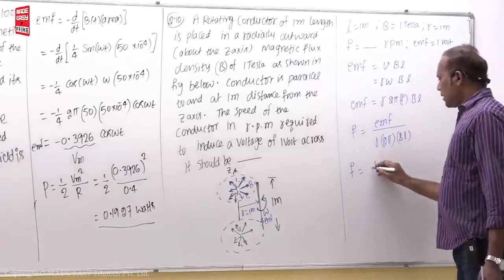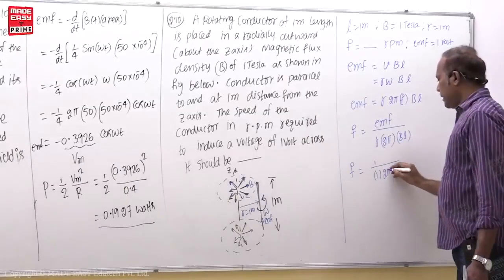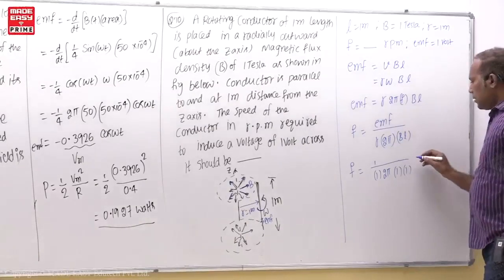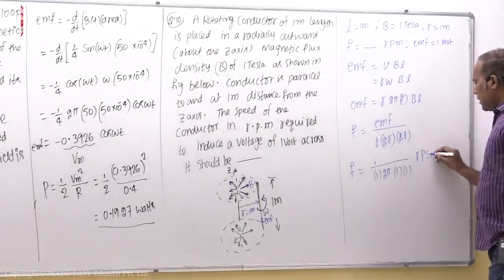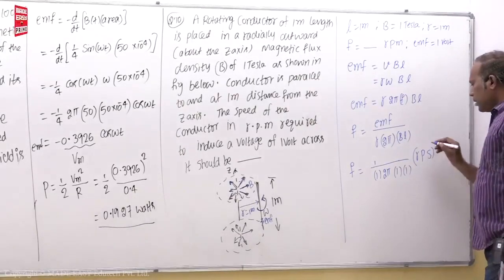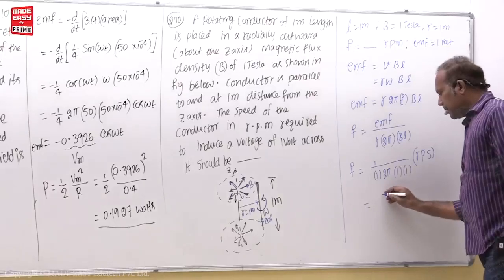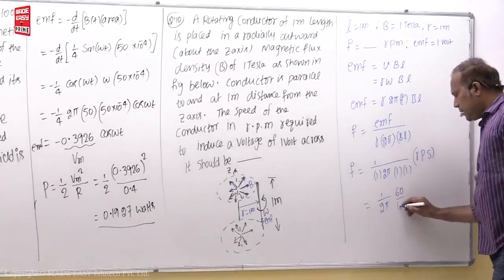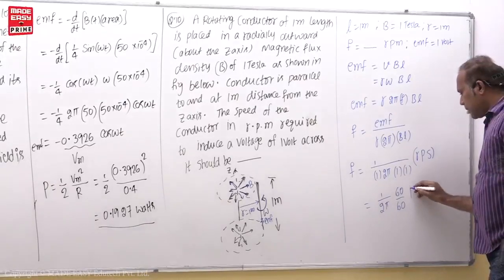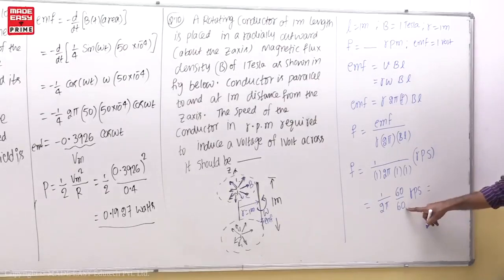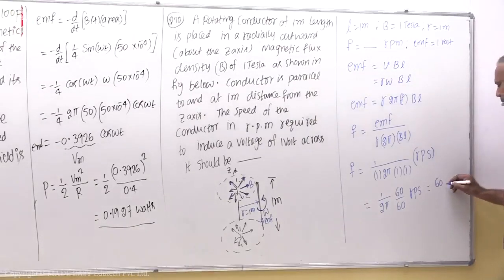EMF required how much? 1. R is 1, 2 pi. Then B is given 1, L also 1. So this is rotation per second, student. So RPS this is. Now if you want this is 1 by 2 pi, you can put 60 by 60 here, then rotations per second. That means per second is there, 60 seconds becomes minutes, so this is 60 by 2 pi RPM.